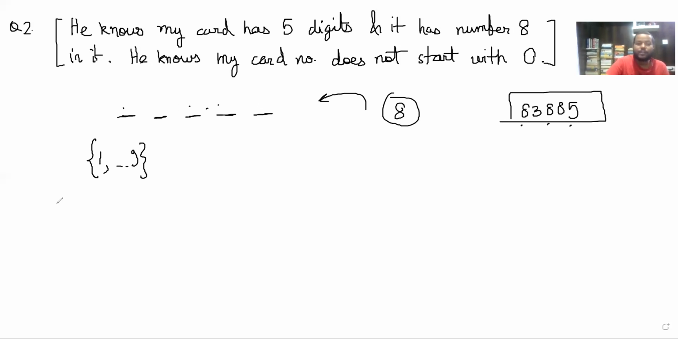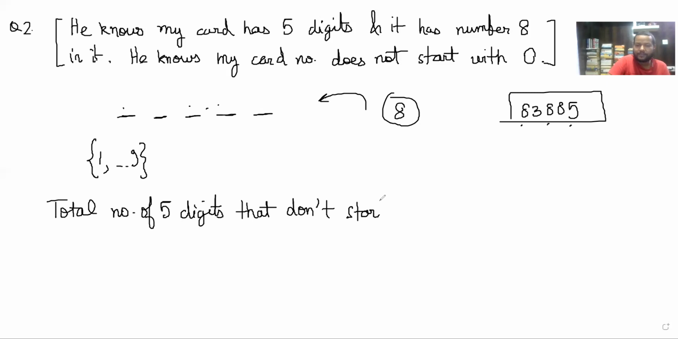What I will do is find the total number of 5-digit numbers that don't start with 0, correct? And I will use the subtraction principle. I will subtract the numbers that have at least 1 8, right? Correct. So no, I'll not subtract that. I'll subtract the numbers that don't have 8, right?